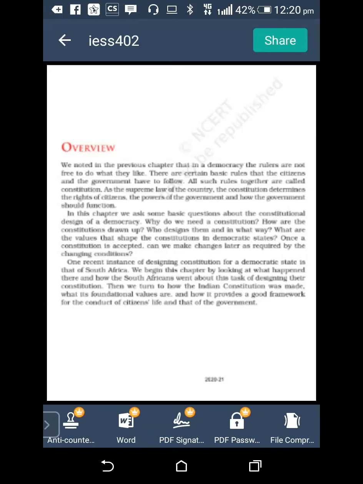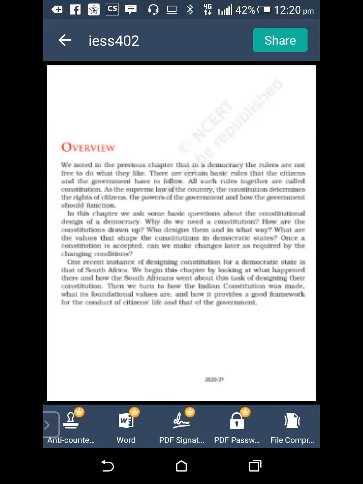Once a constitution is accepted, एक बार यदि constitution को accept कर लिया जाए, can we make changes? What do you mean by changes here? Can we make amendments in the constitution later as required by the changing conditions? One recent instance in designing a constitution for a democratic state is that of South Africa. South Africa की बात कर रहे हैं हम. Just now I told you about South Africa, right? The South Africans went about this task of designing their constitution.